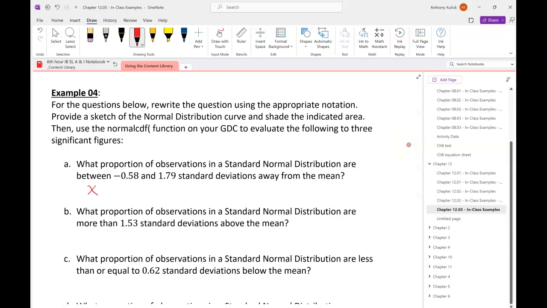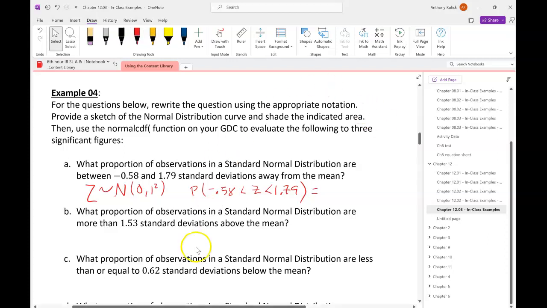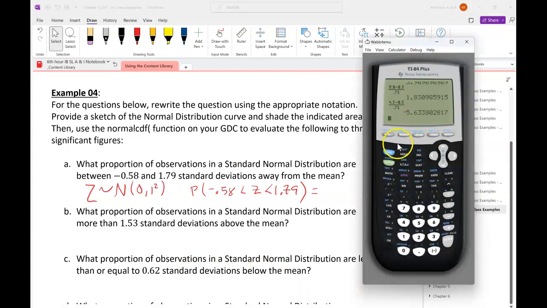So the standard normal, 0 and 1. Everybody's okay there? And then I want the probability that negative 0.58 is less than Z. I guess we can use Z because it's a standard normal, right? Instead of X. That's pretty common. So that's kind of what I'm going to write.